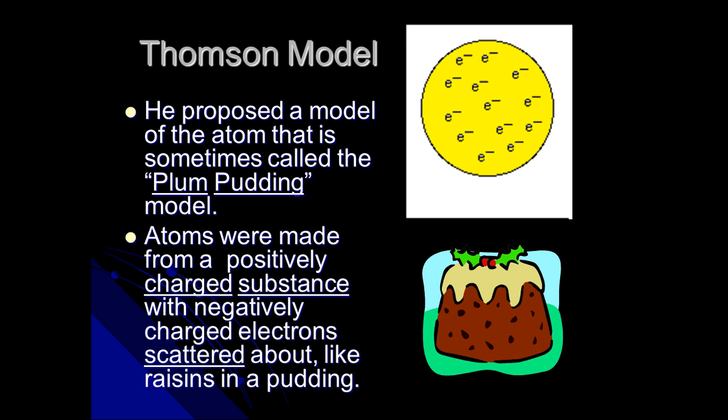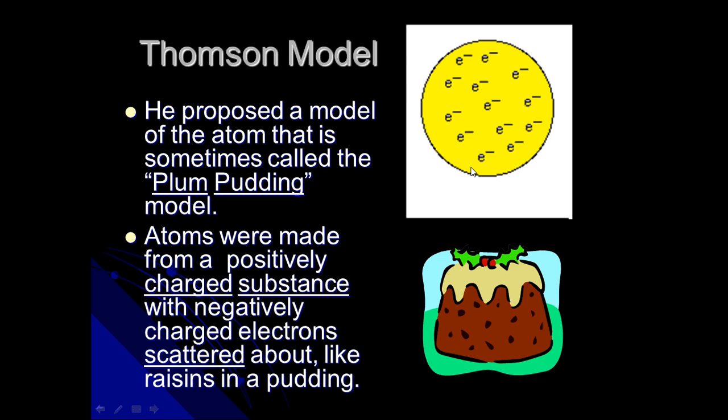And what he determined is that instead of an atom just being a solid billiard ball, he thought that it was actually this dough-like substance that was primarily positively charged, but it had in it, like little blueberries in a muffin, a sea of electrons, or electrons scattered about like raisins in a pudding.